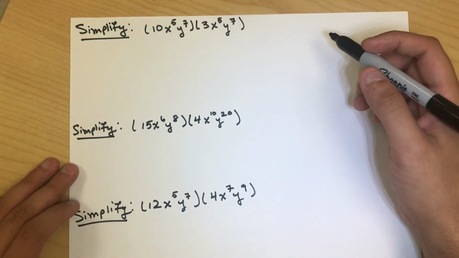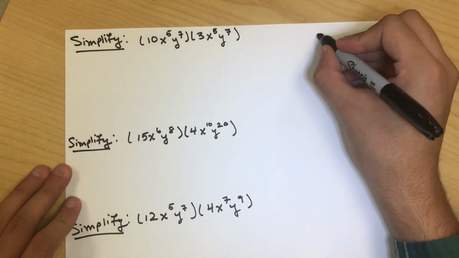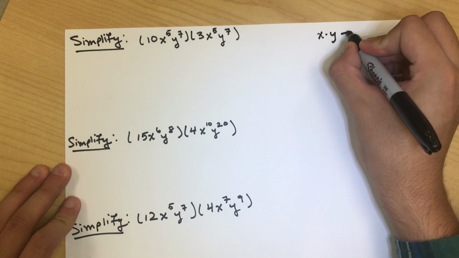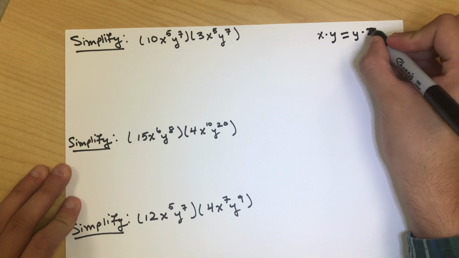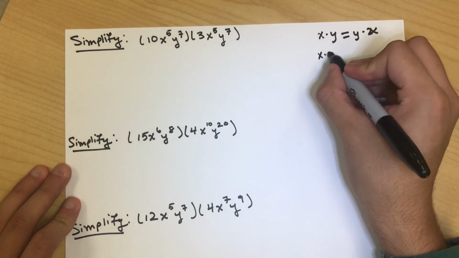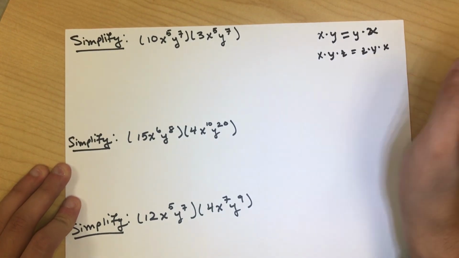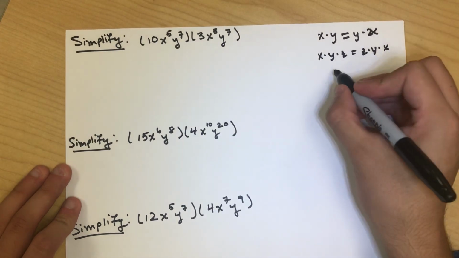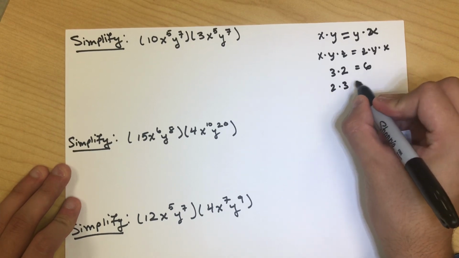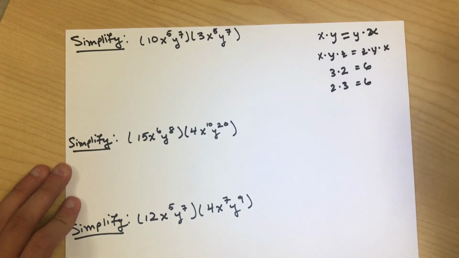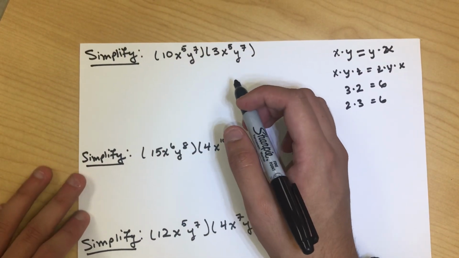First things first, let's recall that multiplication is commutative. What do I mean by that? I mean that x times y is the same thing as y times x, and x times y times z is the same thing as z times y times x. You can move stuff around in multiplication. For example, 3 times 2 is 6, and 2 times 3 is 6. You can do the same thing with any amount of numbers for multiplication. You can just move them around. That's how we want to approach this first problem.